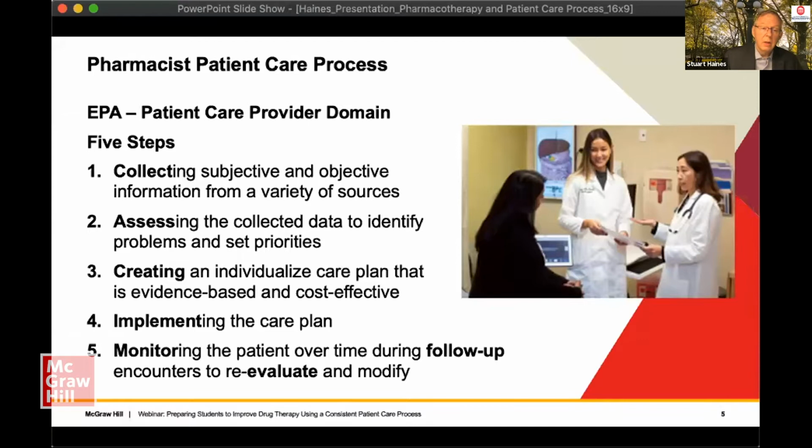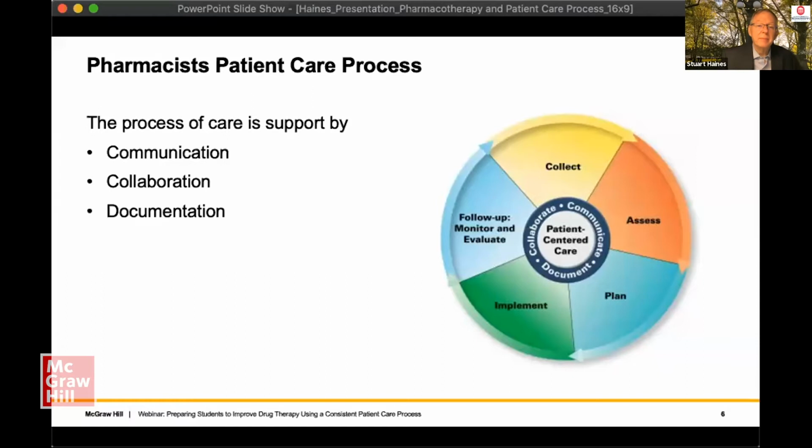Many of you probably have seen this. This is the pharmacist patient process wheel. Many people call it the wheel, but it indicates that it is a continuous process, that one step leads to the next. And at the center of this process are really some of the things that are needed for practice management structure. So some of this relates to documentation systems that are needed to carry out this process.